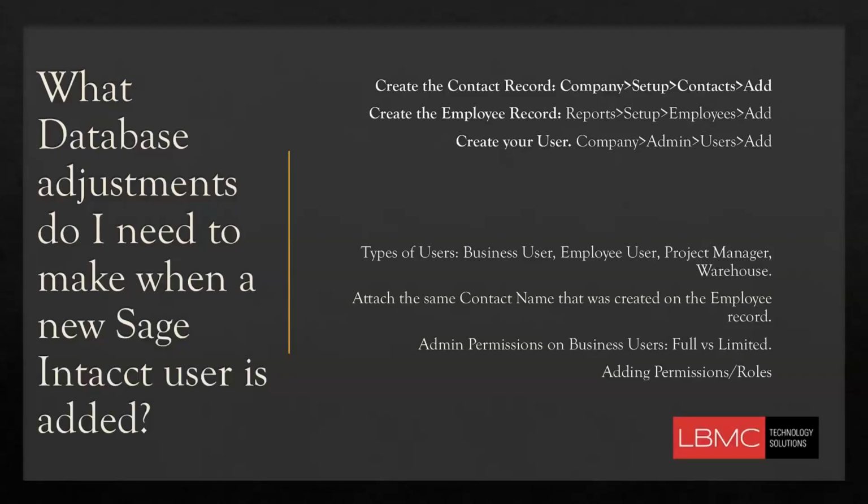All right, so now let's talk about new users coming in through this transition. So how do we appropriately add a new user? Of course we have different user types such as business user, employee user. If you're using projects, you might have a project manager user. If you're using inventory, you might have warehouse users as well. And those users also can be full or limited for those business users.